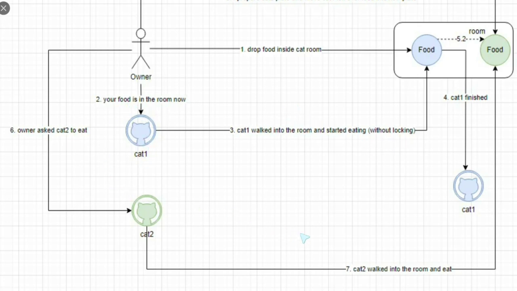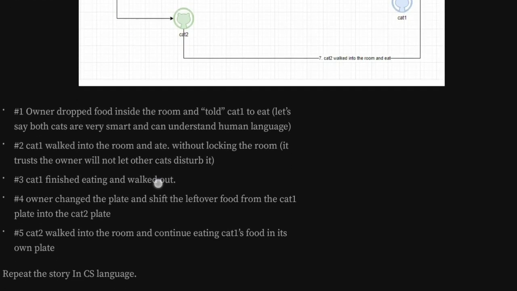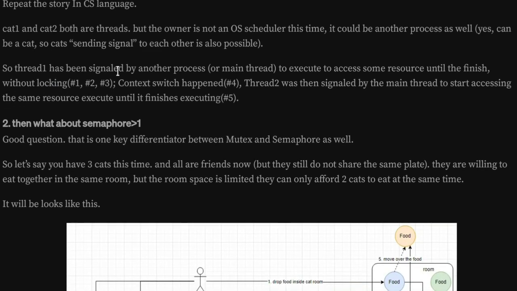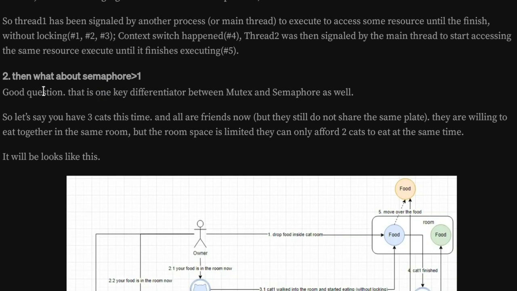Yep. I don't see here anything about the semaphore. So let's continue with this. Cat 1 and cat 2 both are threads, and the owner is known as a scheduler. It could be another process as well. Yes, it can send the signal. Where is the semaphore here?